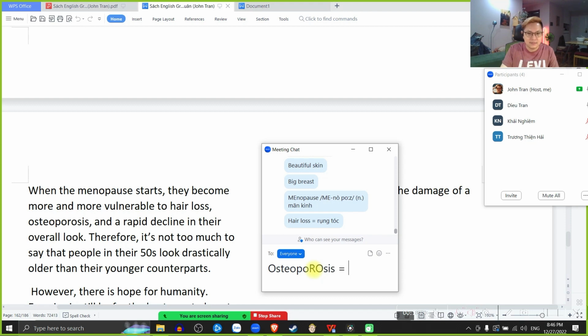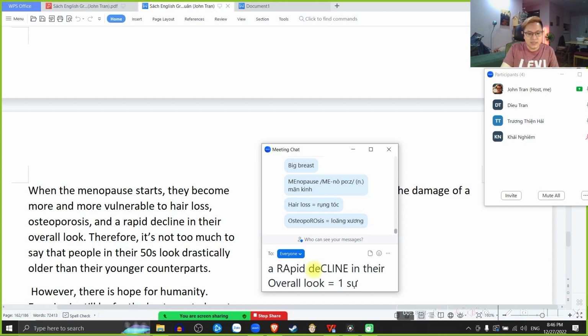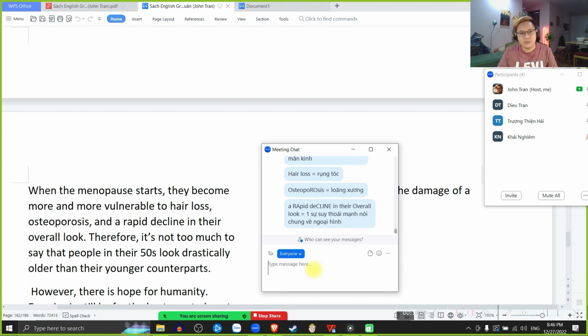Osteoporosis là loãng xương, and a rapid decline in their overall look, một sự suy thoái mạnh nói chung về ngoại hình. Nói chung sau mãn kinh, mọi người nhìn rất già xấu, và da cũng bị ảnh hưởng nhiều, và mỡ ngực chảy xuống, something like that.